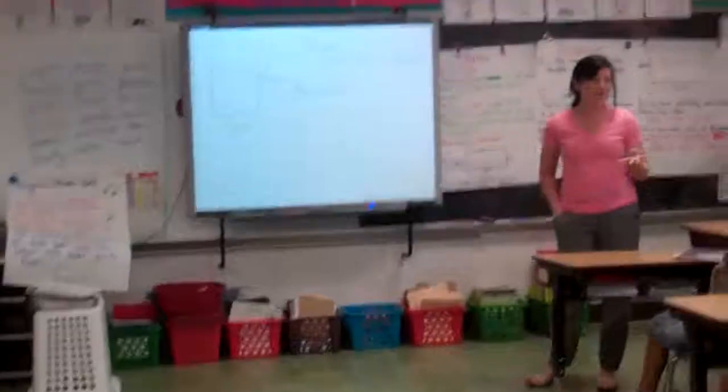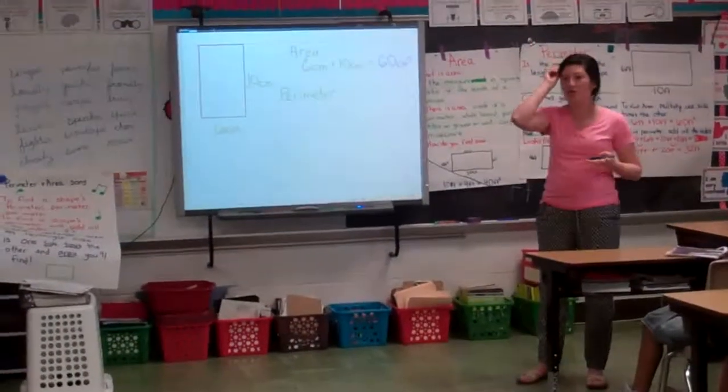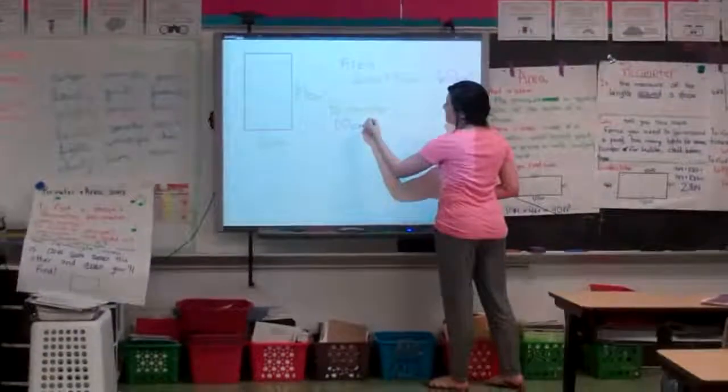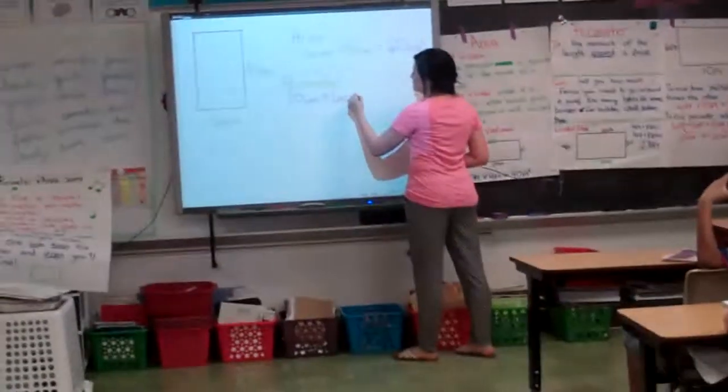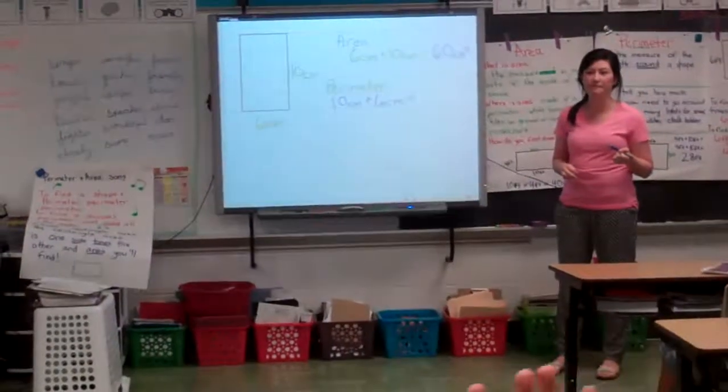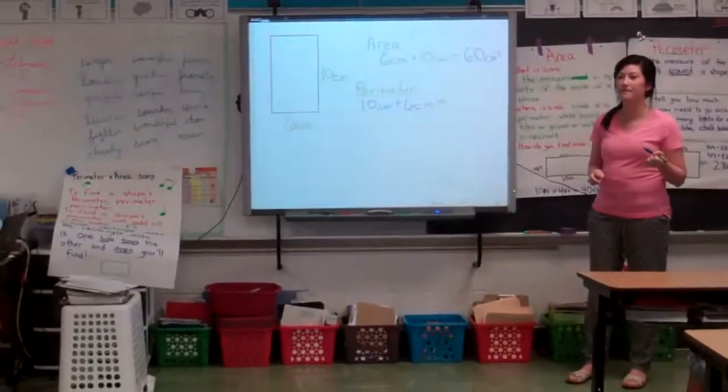Alright, somebody raise their hand. How am I going to find the perimeter of this rectangle? Espen. Add all the sides. Add all the sides. So I'm going to do 10 plus 6. No, you have to add all the sides. Right? You have to do 2 more, 1 more 6 and 1 more 10.